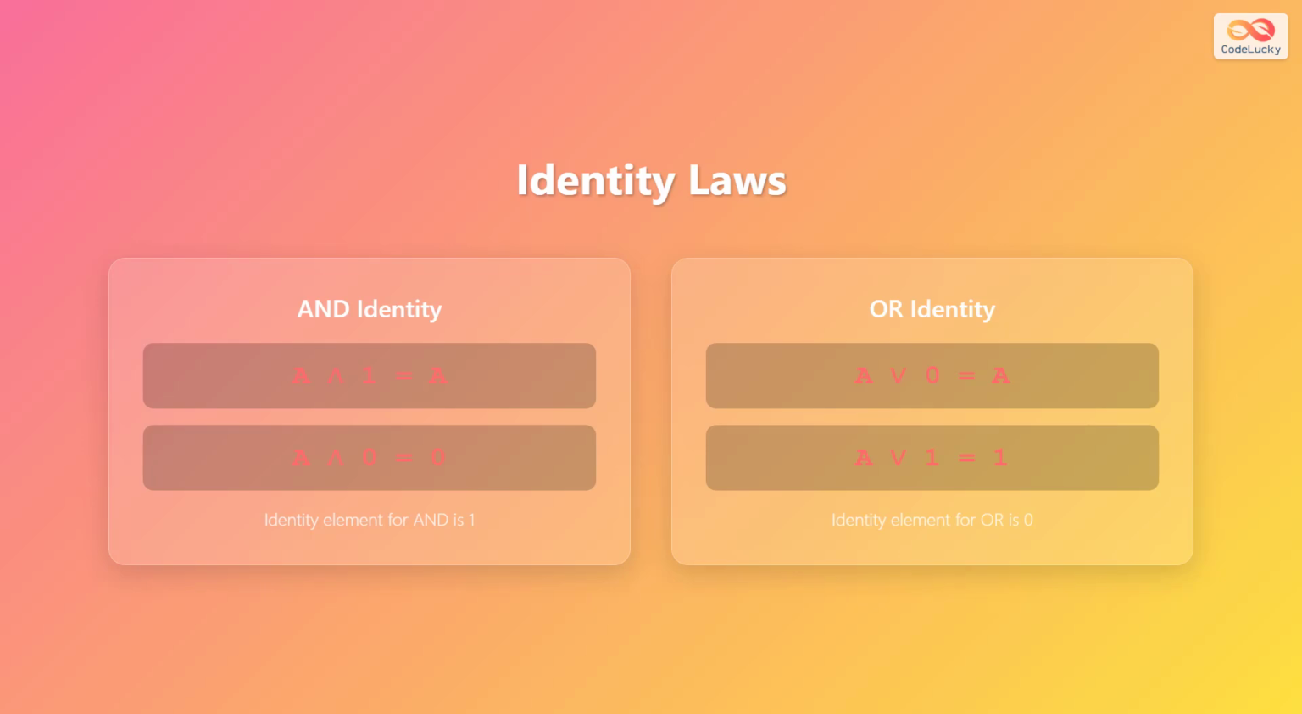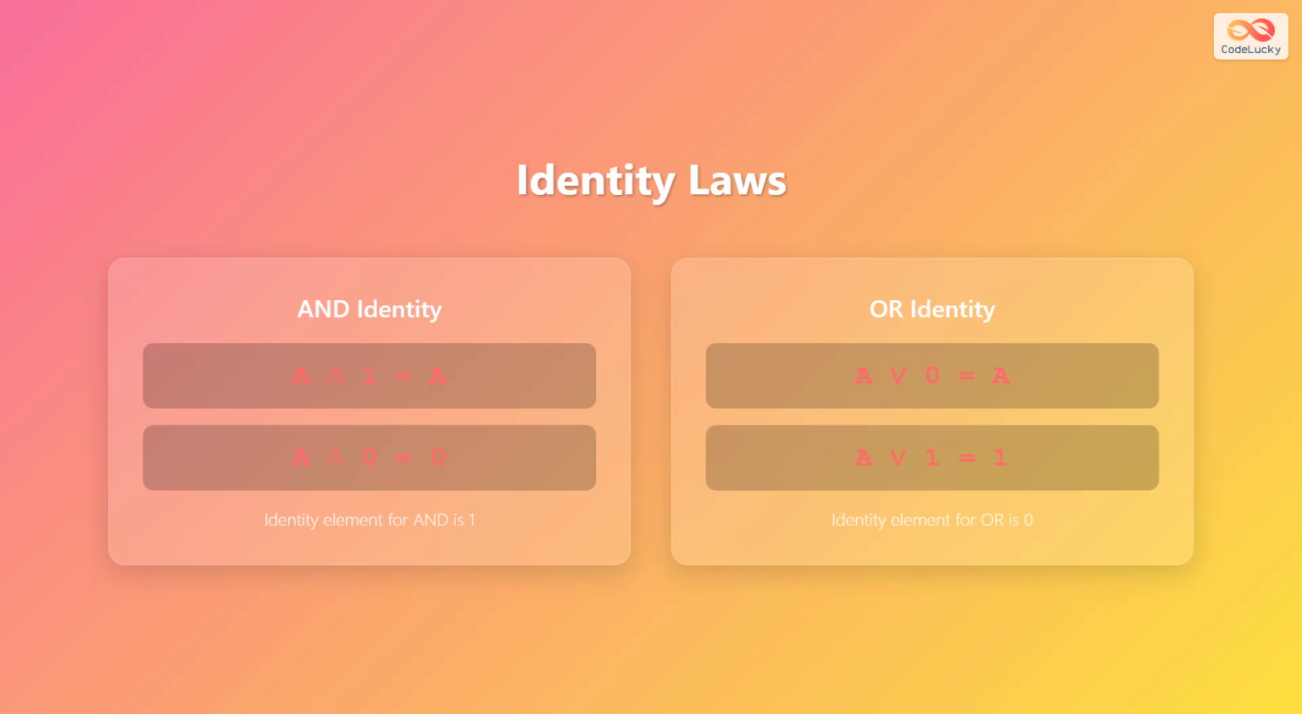Lastly are the identity laws. The identity laws define the behavior of Boolean variables when combined with the identity elements for the AND and OR operations. For the AND identity, A and 1 is equal to A. This means that if you AND any variable A with 1, the result will be the variable A itself. A and 0 is equal to 0. Which means that if you AND any variable A with 0, the result will always be 0. Therefore, the identity element for AND is 1.